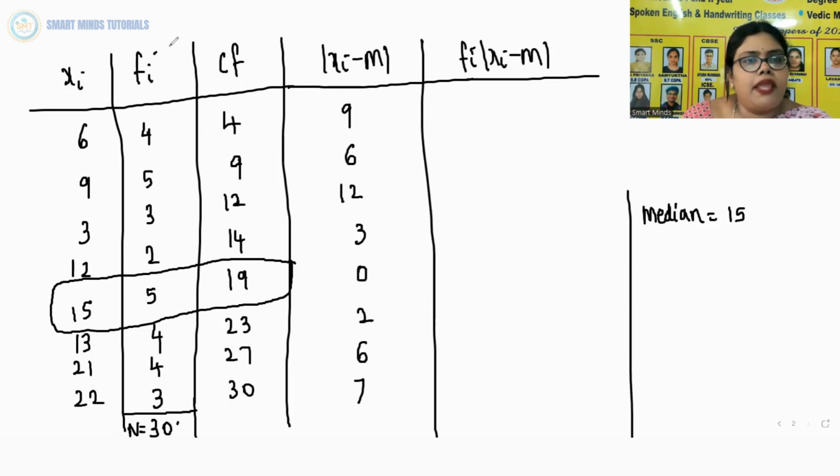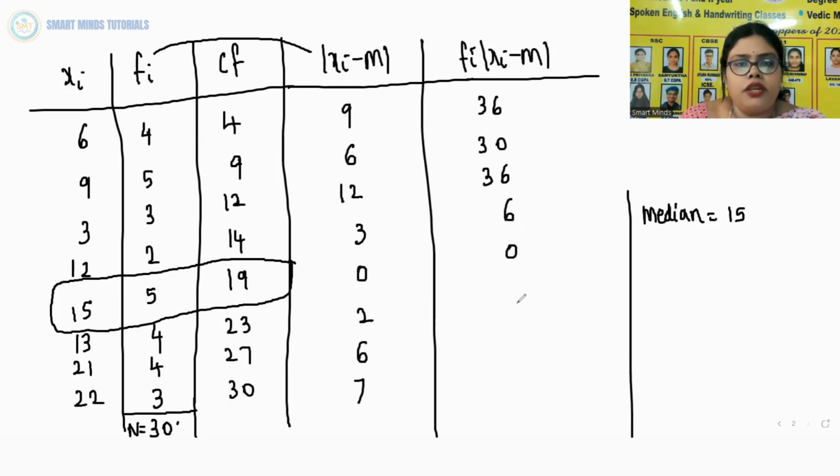Now we need to multiply the Fi and mod Xi minus M columns. 4 into 9 is 36. 5 into 6 is 30. 2 into 3 is 6. 5 into 0 is 0. 4 into 2 is 8. 4 into 6 is 24. 3 into 7 is 21. Once let us check what is sigma Fi. It's correct, N is equal to 30 is correct.